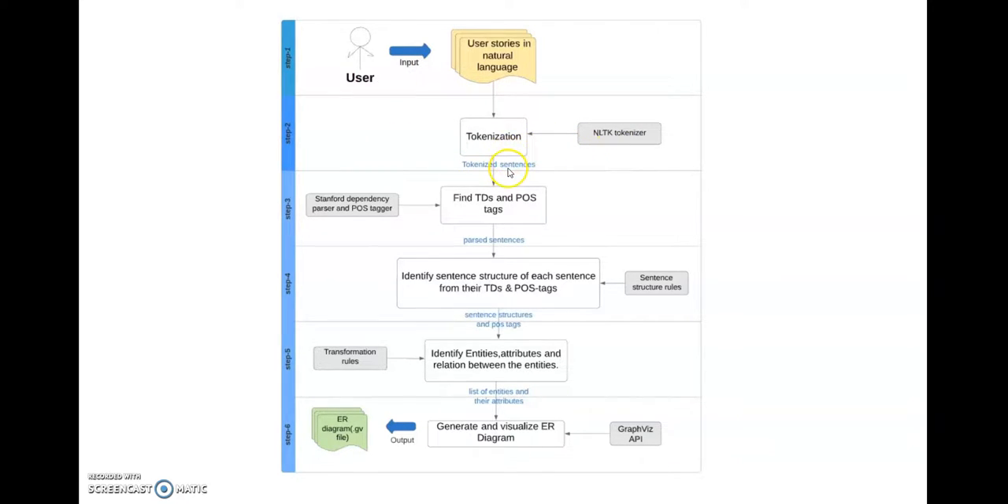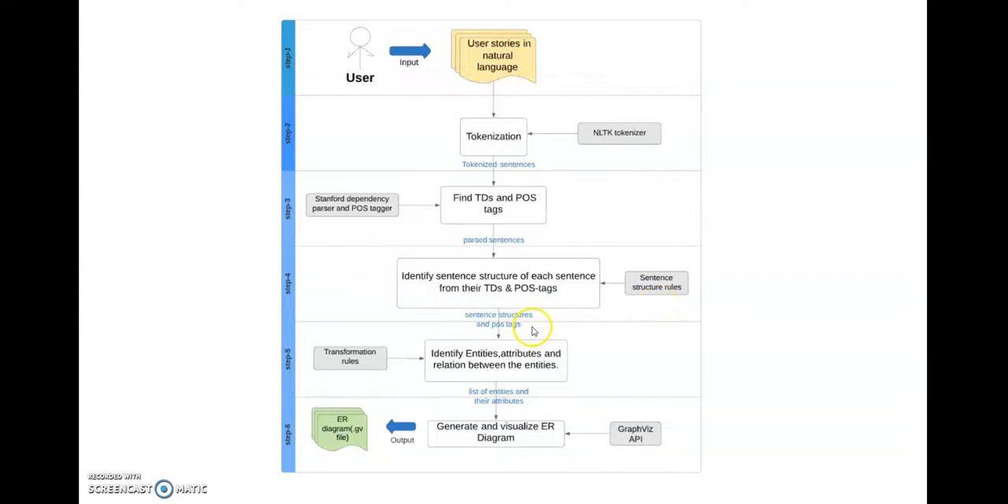These tokenized sentences then are passed to the next step, in which the Stanford dependency parser and POS tagger further tokenize these sentences into words and finds their type dependencies and POS tags. In the next step, the identification of sentence structures of each sentence from their type dependency and POS tags takes place through the help of some sentence structure rules.